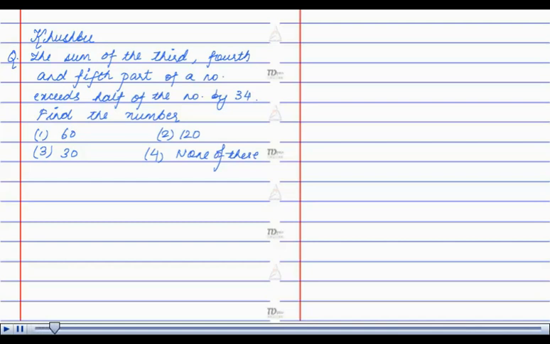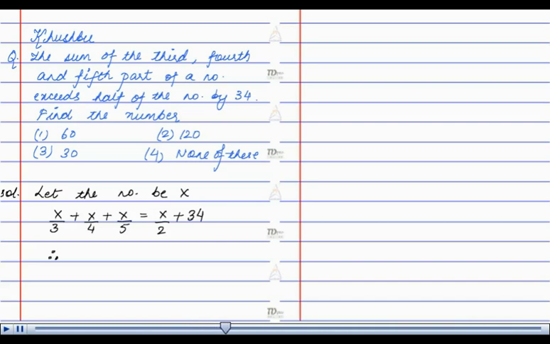The question is, the sum of the third, fourth and fifth part of a number exceeds half of the number by 34. Find the number. Let the number be x. Then, as given in the question, we have the sum of third, that is x by 3, fourth, that is x by 4, and the fifth part, that is x by 5, exceeds half of the number, that is x by 2, by 34.